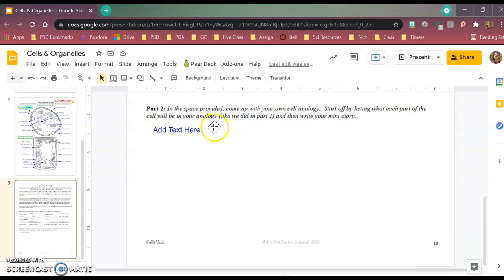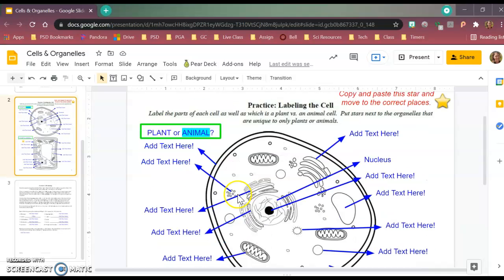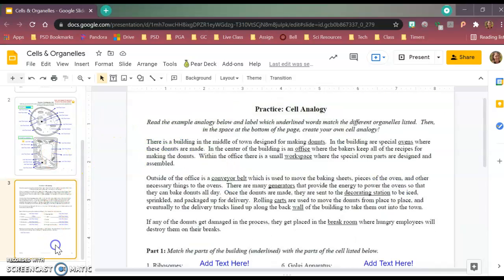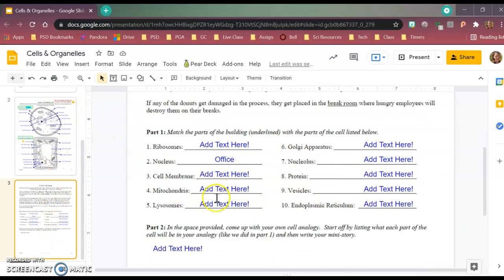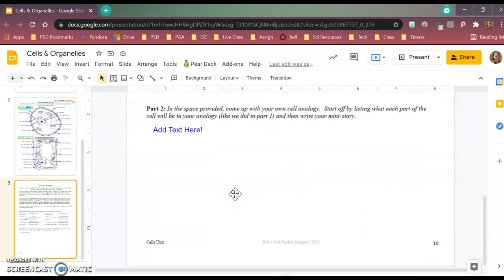So look back at your list. You can pop back up here to page 2 and look at the plant or the animal. And it's right here, right? Here's all 10 of them, and you can fill them in on your own analogy there.